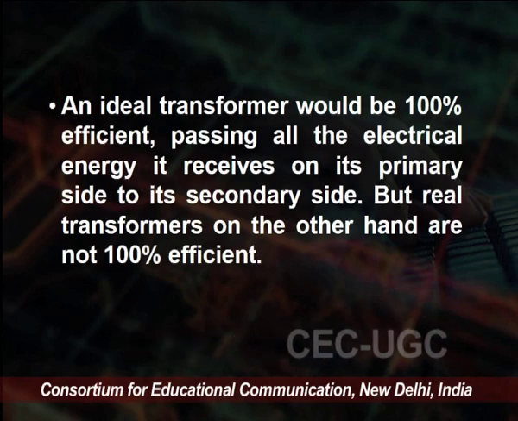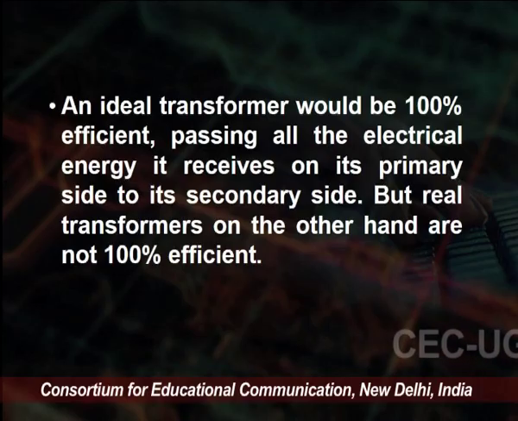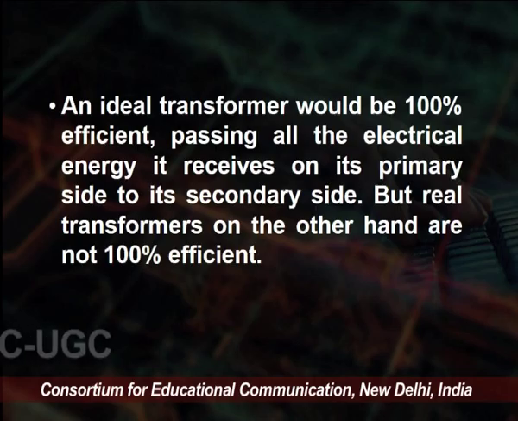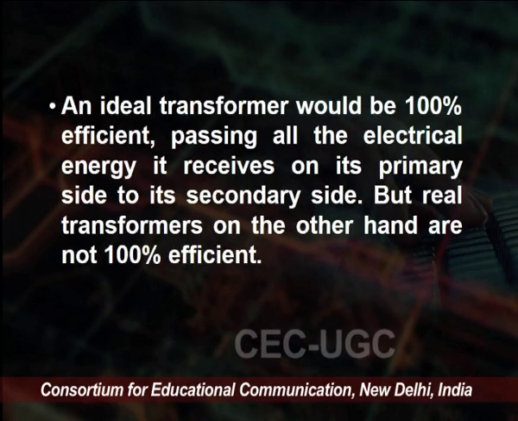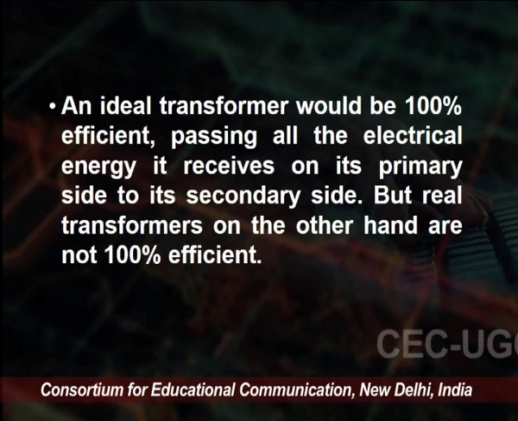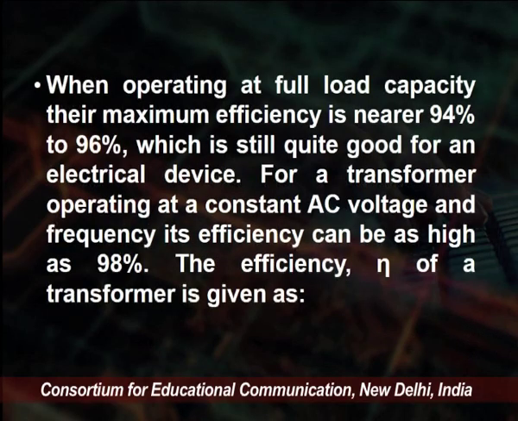An ideal transformer would be 100% efficient, passing all the electrical energy it receives from its primary to the secondary side. But real transformers on the other hand are not 100% efficient. When operating at full load capacity, their maximum efficiency is nearer 94% to 96%, which is still quite good for electrical devices.